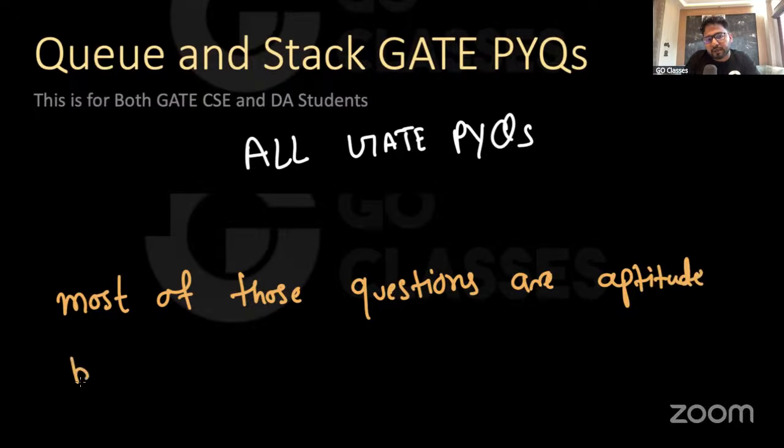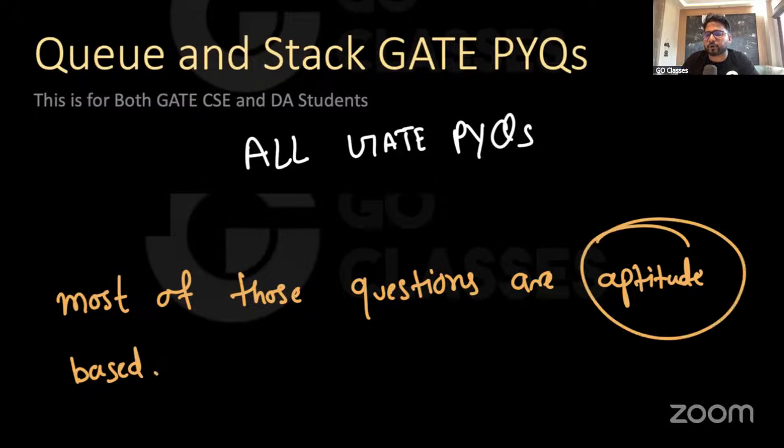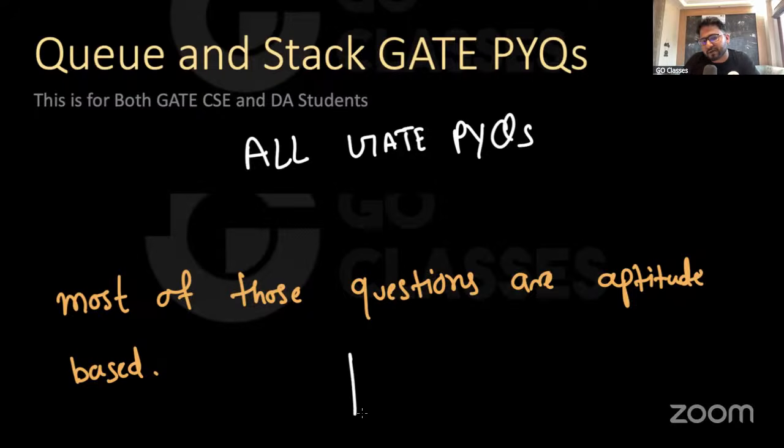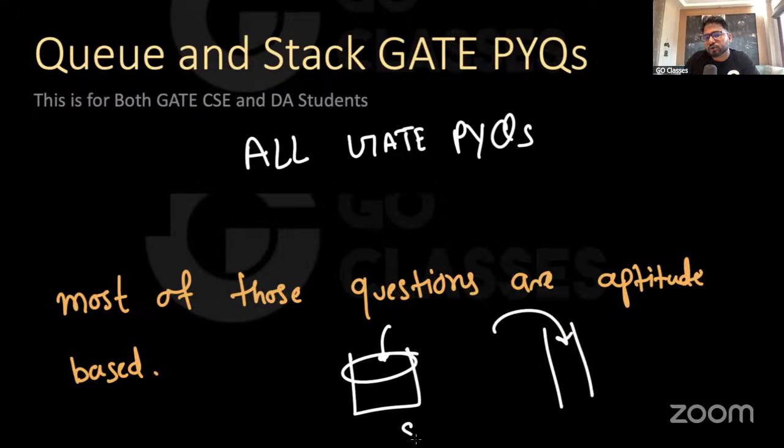What do I mean by that? Not numerical aptitude, not quantitative aptitude. I mean general aptitude, in the sense that they ask a few things related to stack and queue where you do not need to know any implementation. You just need to know that a stack works like this: you push and pop from the top. A queue is open from both ends like this. You just need to know this and then solve the question.